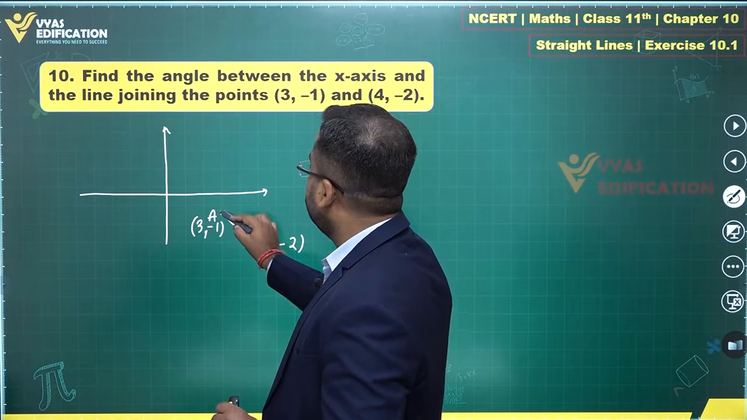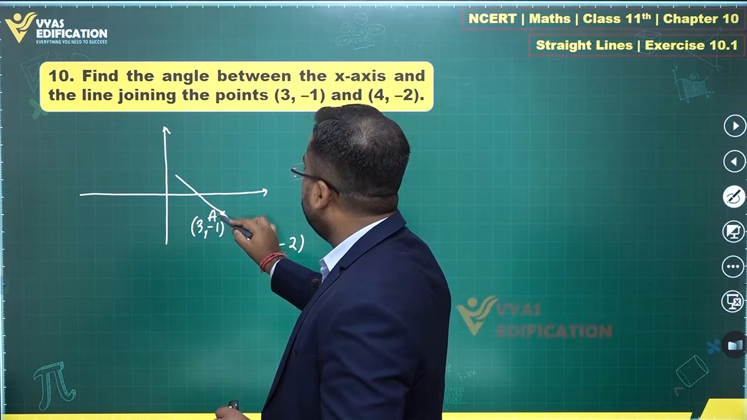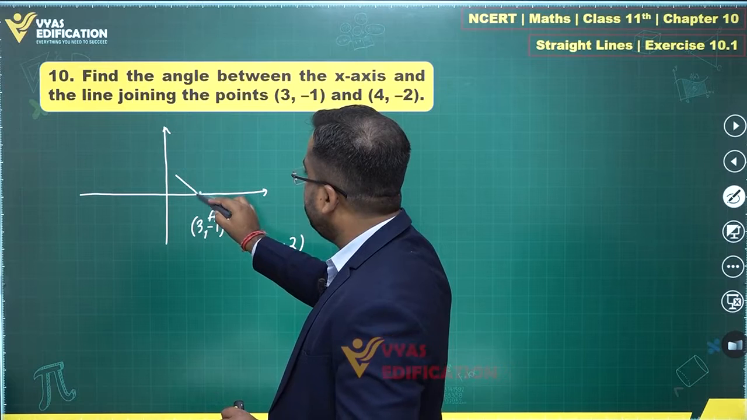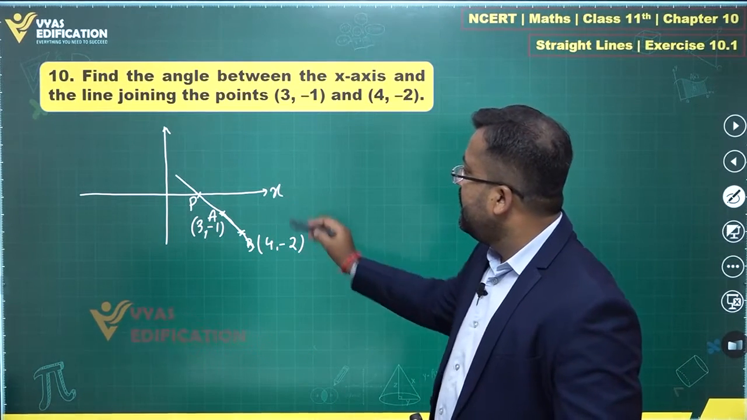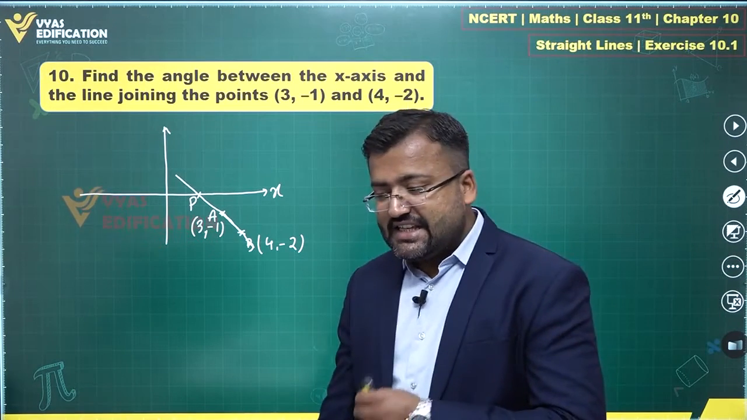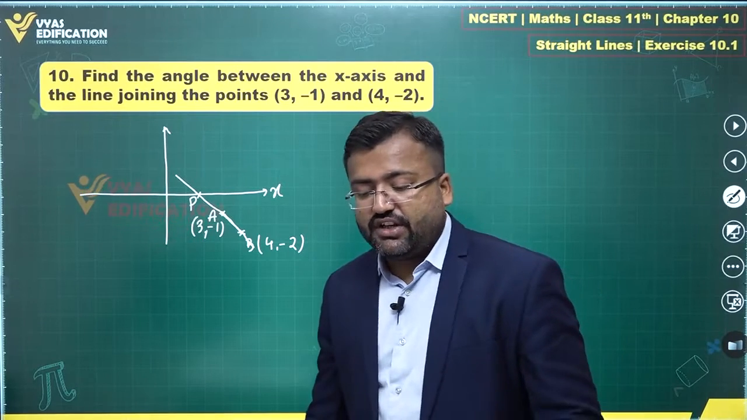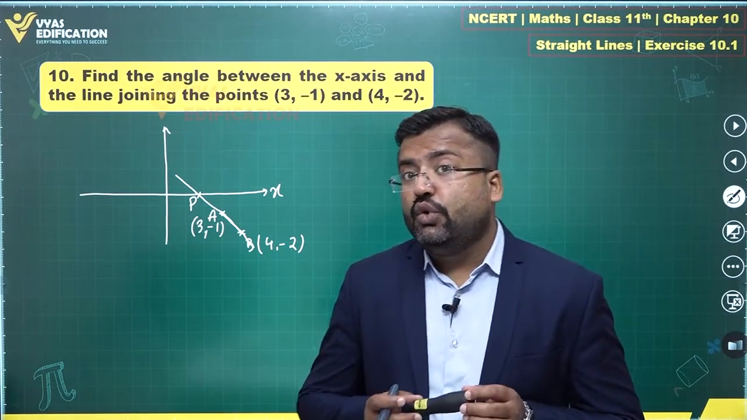Okay, and joining these two will give me further extension. And where will this intersect the x-axis? This will intersect the x-axis at some point P, let's say. Okay, this is the x-axis. And if you are supposed to find the angle between the x-axis and this line segment, this line basically joining these 2 points, you are supposed to apply concepts of angle between 2 lines.